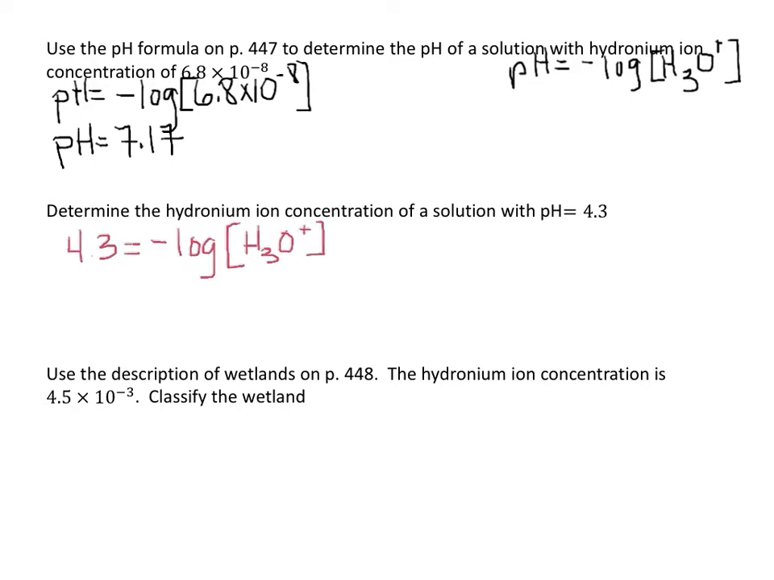Well, we actually unlogged things in the first section that we did. So remember, we're at base 10 here. So first thing we'll do is we'll get rid of this negative. We'll divide everything by -1, and we have negative 4.3 is equal to the log base 10 of H3O+. Now, to unlog, we just use exponents. My base, remember, base 10. So I have 10 to the power of negative 4.3.